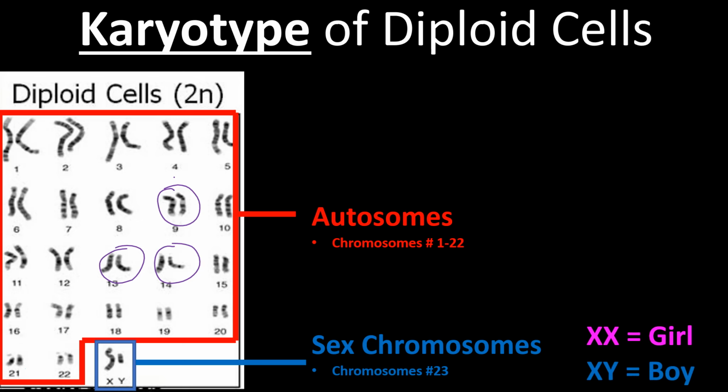Now, if a person inherits an XX chromosome, so 2 of those big chromosomes, that would be a genetic female. If somebody inherits an X and a Y, the Y chromosome is this rinky-dink little chromosome right here. That would be a genetic boy, okay?